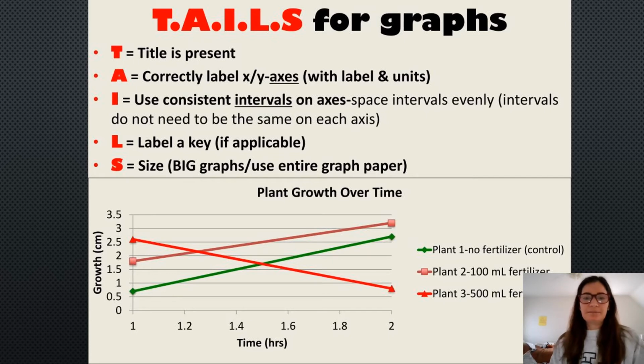L is for label. Basically, you want to make sure that you have a key if it's necessary, so that if you have more than one thing graphed on your graph, you have a key with it so that whoever is looking at it can understand what each line represents. And then S is for size, and this is pretty important. Use your entire graph paper. That's the way that it's going to make it the most legible. When you print out your sheet of graph paper, make sure that your intervals on your scale are such that the data will use up the most amount of space.